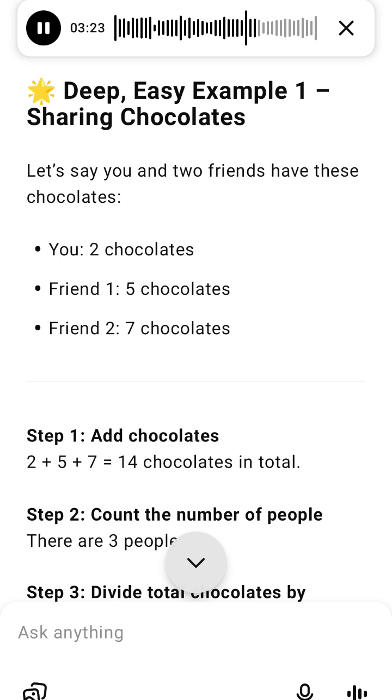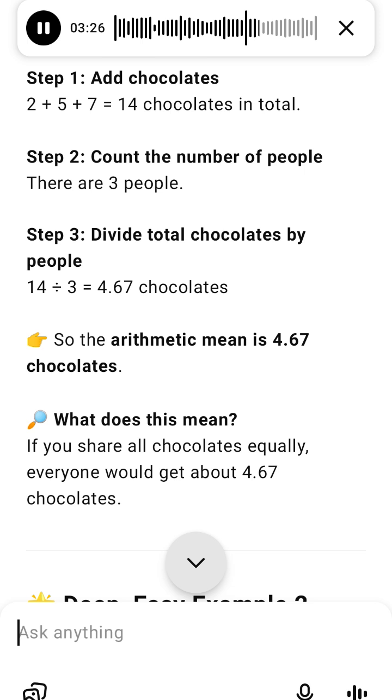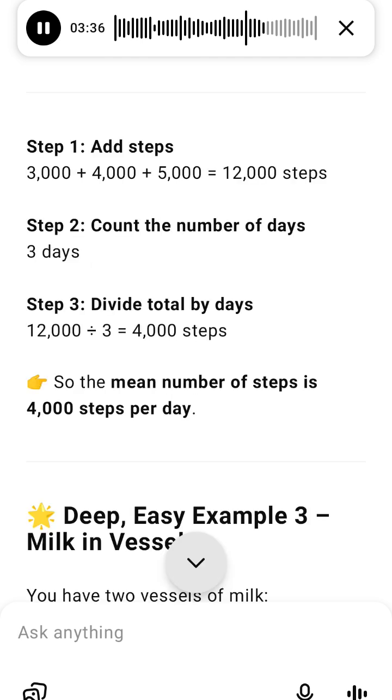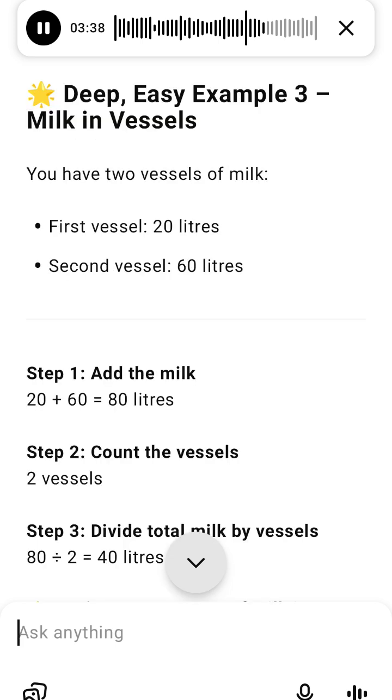6. Where does the arithmetic mean lie? The arithmetic mean always lies between the smallest and largest numbers in the group. For example, numbers 10, 30, 50, lowest 10, highest 50. Mean: 10 plus 30 plus 50 equals 90, 90 divided by 3 equals 30. The mean 30 is between 10 and 50.